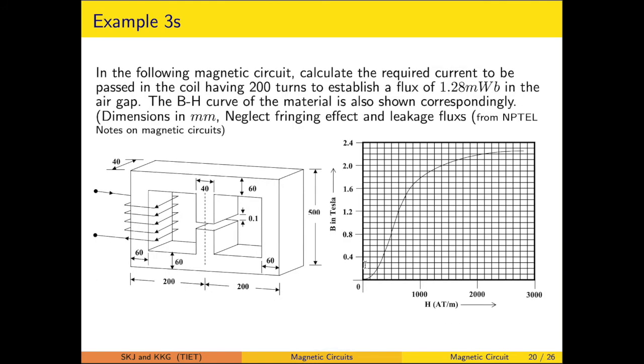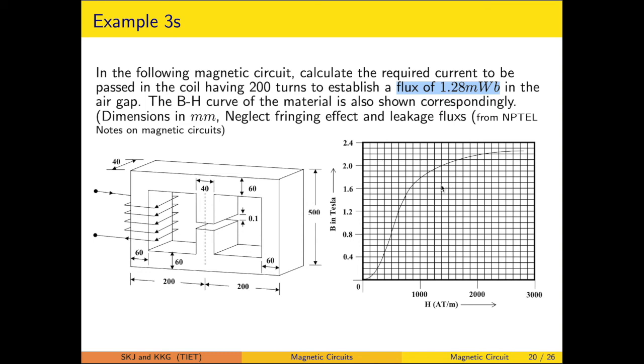Now this is a typical example which has been taken. Here, instead of specifying mu r, the air gap flux is specified, and mu r is not specified. We are also not supposed to make the assumption that the reluctance offered by the core is neglected. Here that has to be counted. To facilitate this, we will make use of the BH curve.